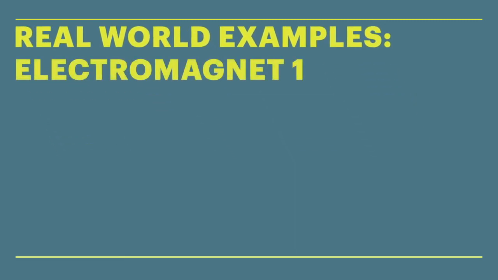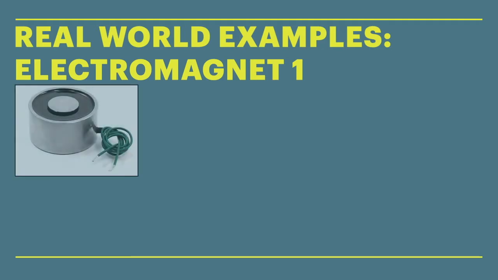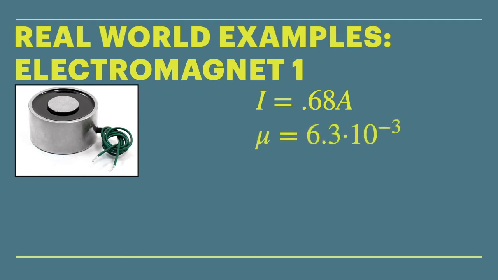We examined two different electromagnets. For our first magnet, we were given the size and shape of the magnet online and used it to calculate force. Additionally, we were given the rated DC and amperage to be 12 volts and 0.68 amps. Furthermore, we assumed that the core was made of iron, and we will use 6.3 times 10 to the negative 3 as our permeability that will fill in for mu.